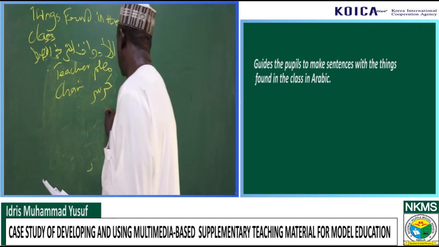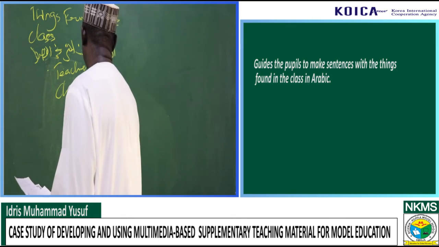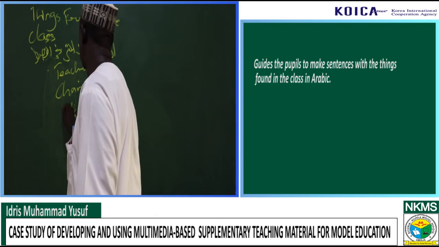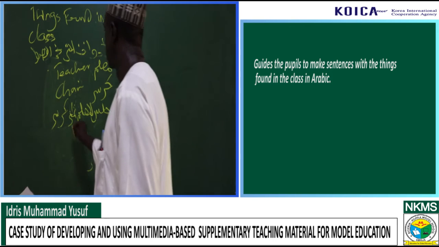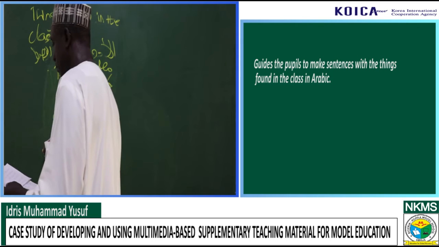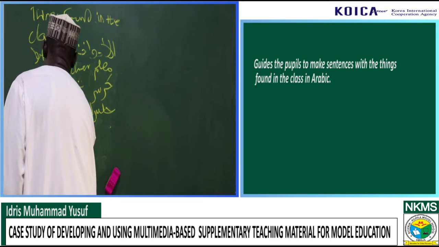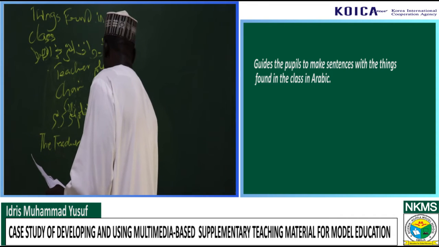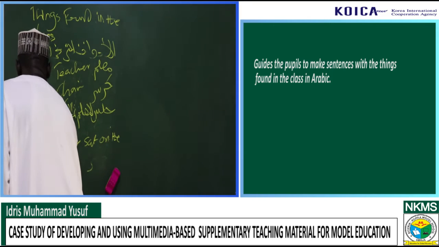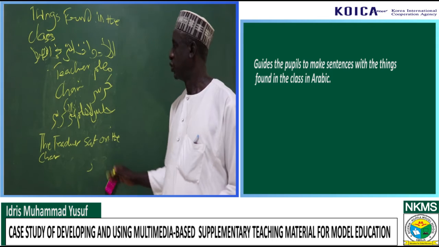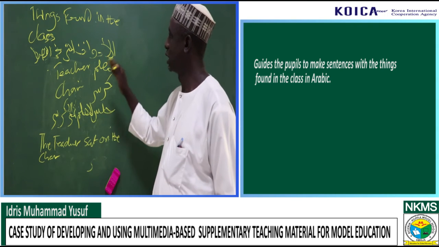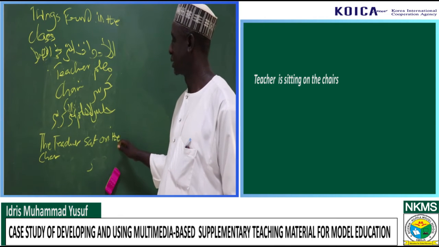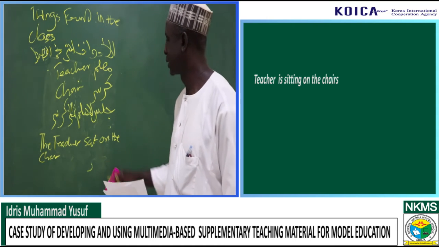As we can say, for example, jalasa al-mu'allimu ala al-kursi. Ala al-kursi means the teacher sat on the chair. You see, we use what we have found in the class, the items, things found in the class, and make a sentence with it. We take mu'allim and chair, and we make a sentence. Jalasa al-mu'allimu ala al-kursi means the teacher sat on the chair.